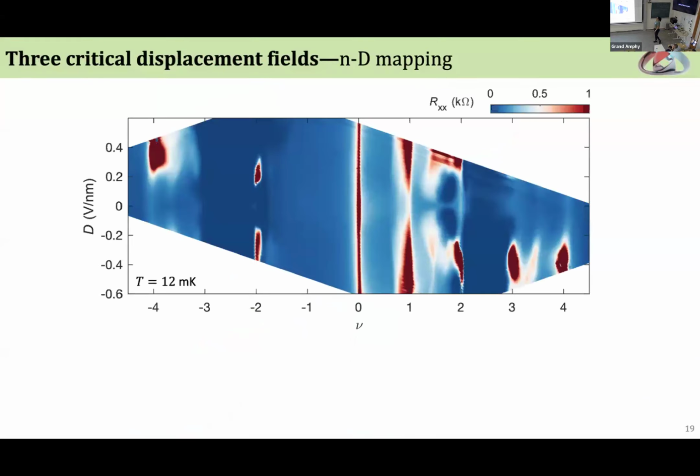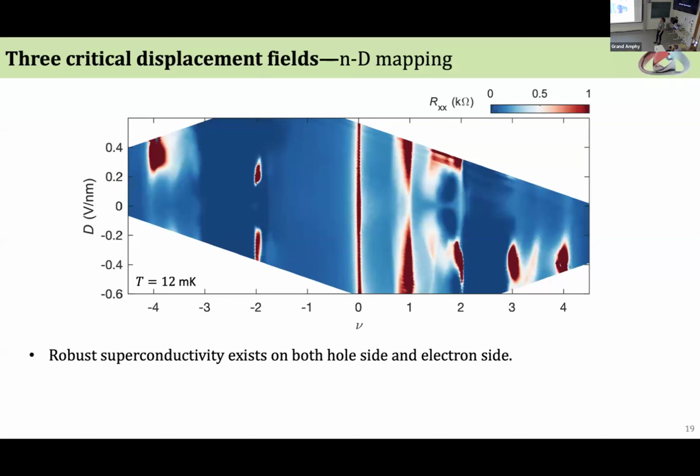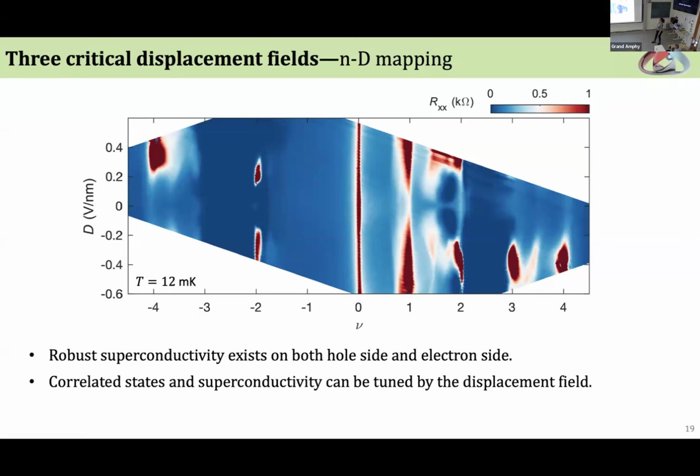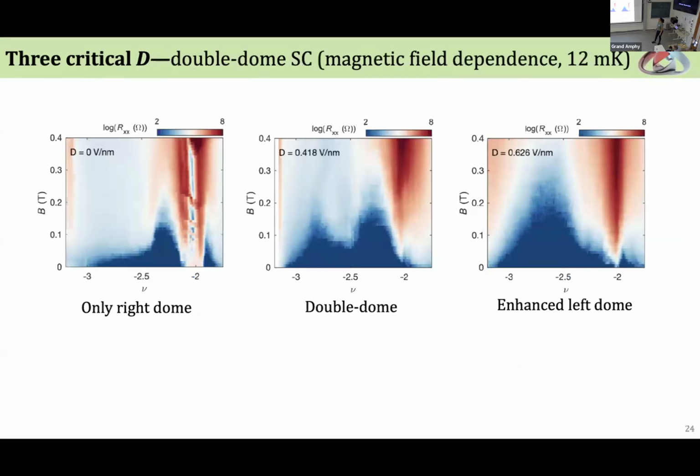This is the full ND map of this magic angle twisted trilayer graphene. As you can see, it is symmetric around displacement field 0. I'm not going to go into the details because I was afraid I would not be able to show you our new data. This robust superconductivity actually exists on both the hole and electron side in our sample, and the correlated states and the superconductivity can be tuned by the displacement field.